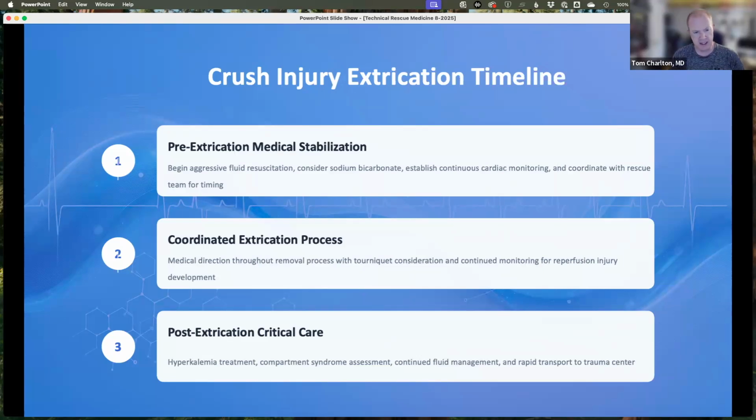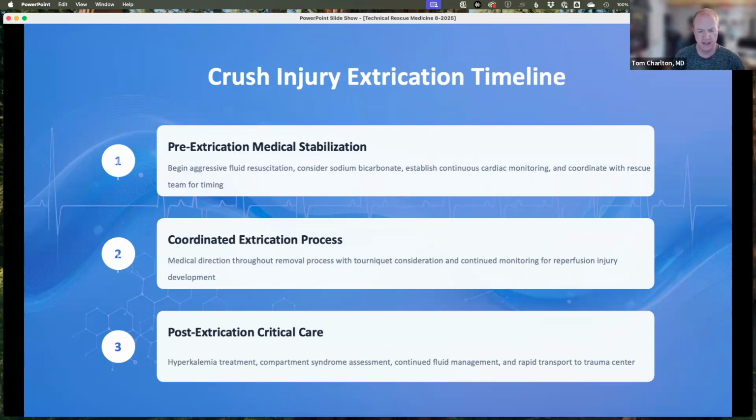Are we beginning to see EKG changes consistent with hyperkalemia? Are we seeing signs of compartment syndrome? So that way we can begin aggressively treating those and recognizing those and giving a heads up to the trauma center.